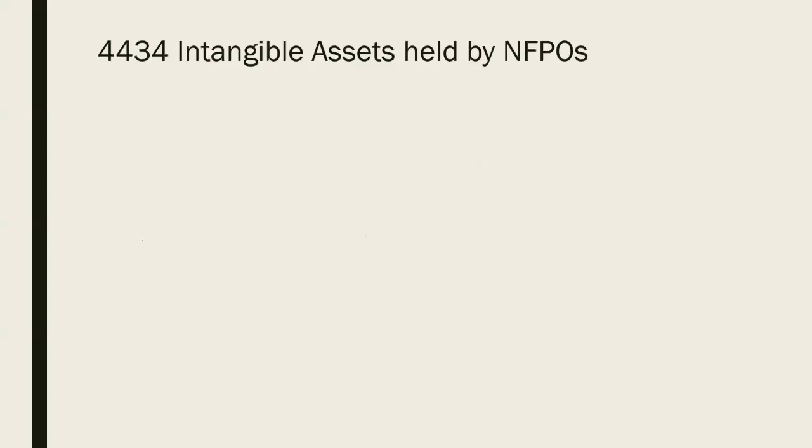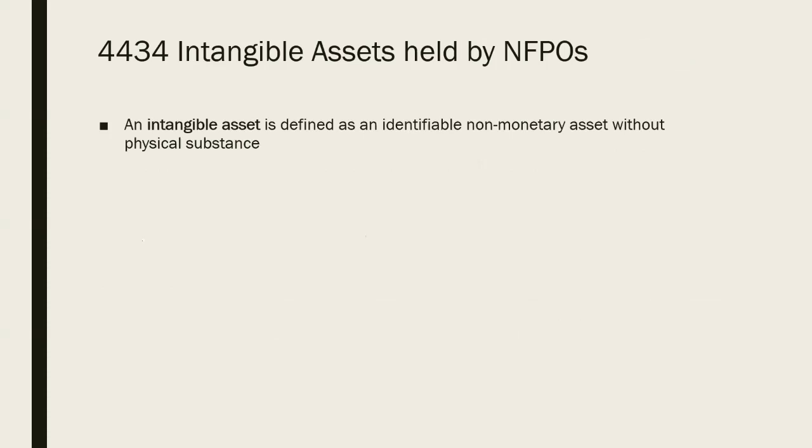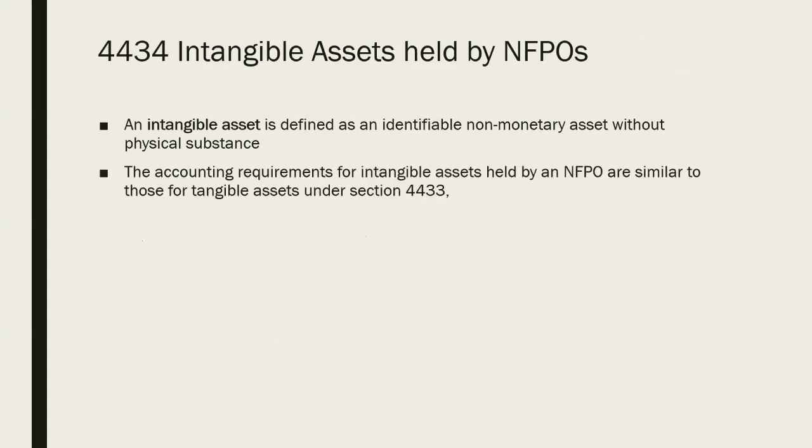Next, Section 4434, which deals with intangible assets held by not-for-profit organizations. An intangible asset, as we know, is an identifiable non-monetary asset that doesn't have a physical substance. So think about examples, patents would come to mind as the usual suspects. The accounting requirements for intangible assets are very similar to those for tangible assets under Section 4433. So I'm not going to repeat them.